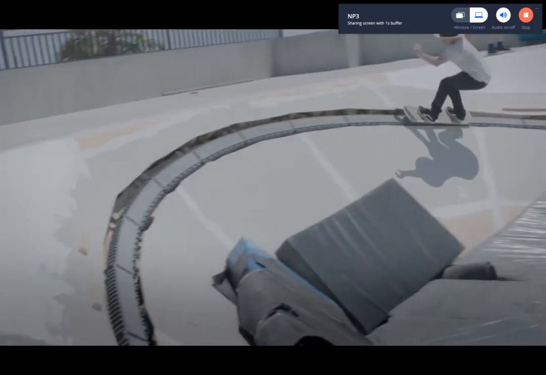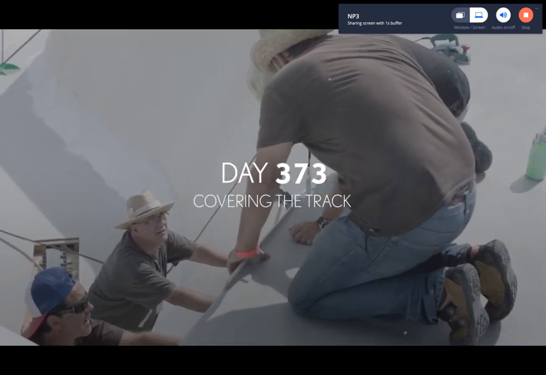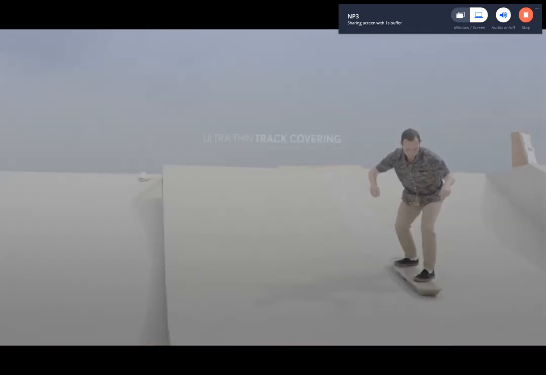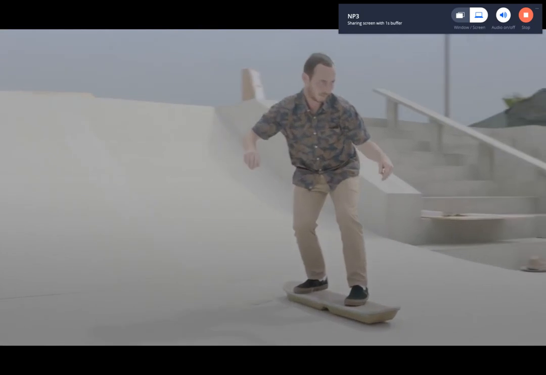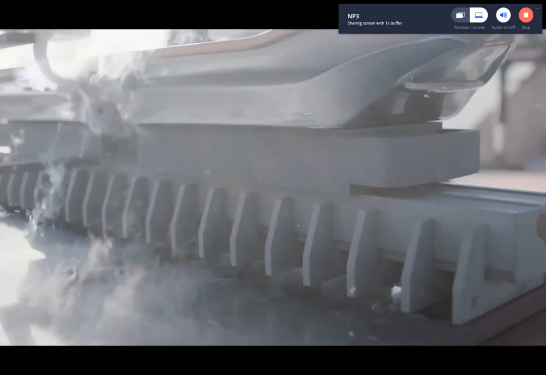They basically built the track, and they built the skate park over the top of the track. So you see how it's just under that track.